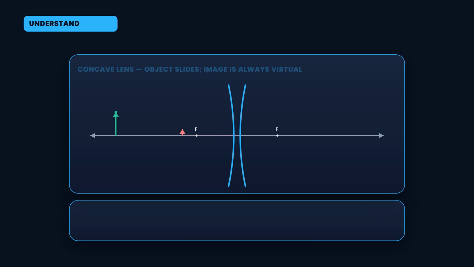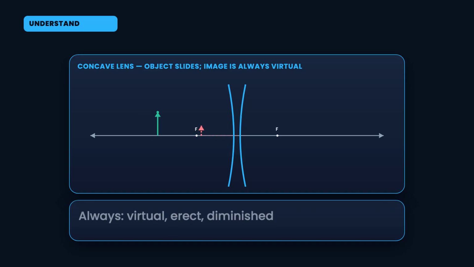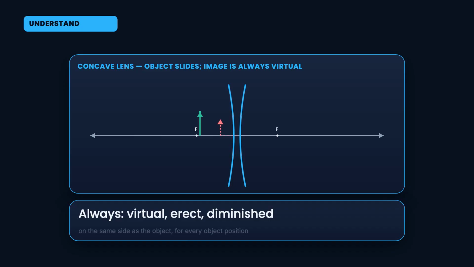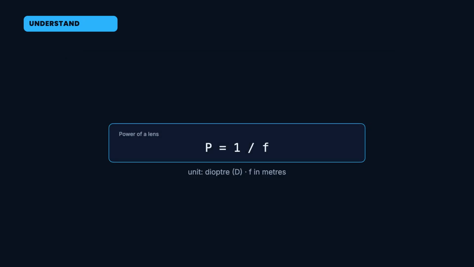A concave lens, like a convex mirror, always gives a virtual, erect, diminished image on the same side as the object, no matter where the object is placed. The power of a lens is one over its focal length in meters, measured in dioptres. A convex lens has positive power, a concave lens, negative.